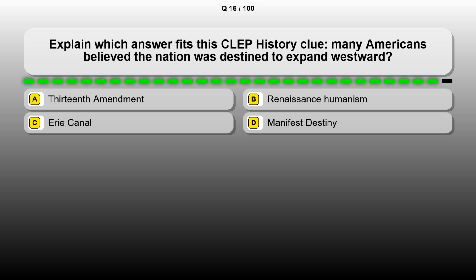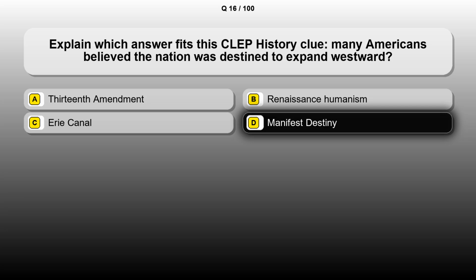Question 16. Explain which answer fits this CLEP history clue. Many Americans believed the nation was destined to expand westward. Option A, 13th Amendment. Option B, Renaissance humanism. Option C, Erie Canal. Option D, Manifest Destiny.